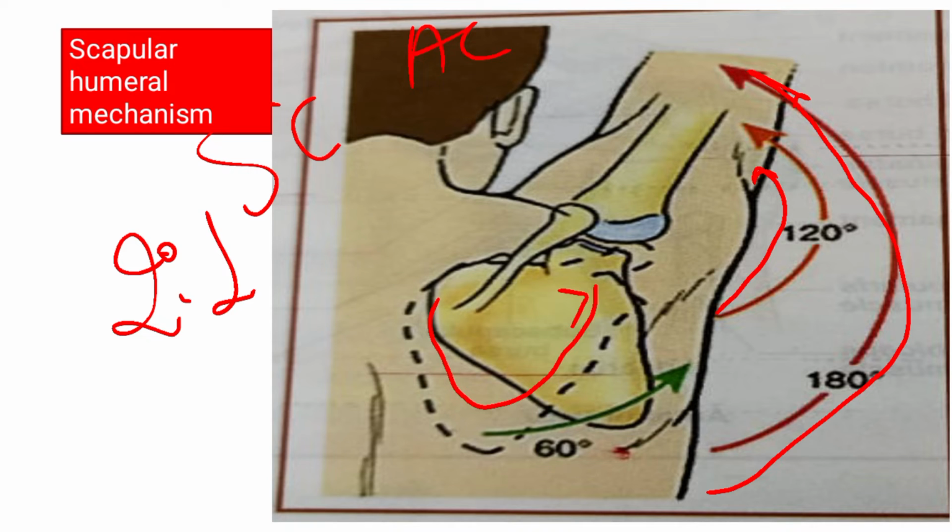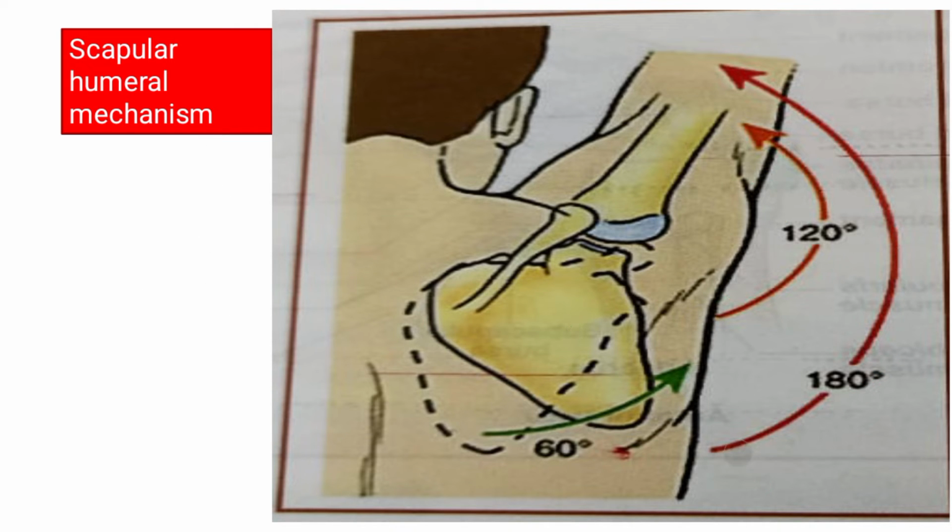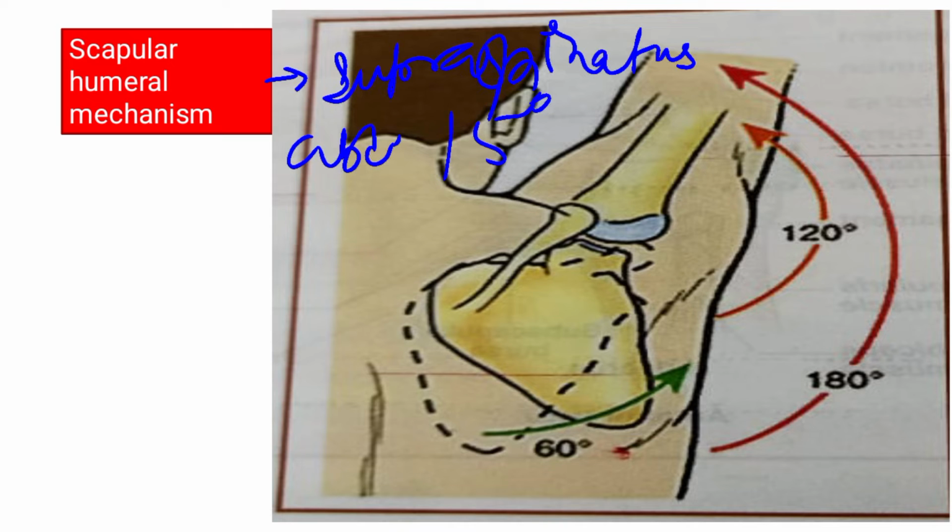And abduction is initiated by the supraspinatus, which is responsible for abduction up to 15 degrees. This is a very important point. You should note this down. Just write the point: abduction is initiated by the supraspinatus muscle, which is responsible for abduction up to 15 degrees. This also came in AIIMS 93.